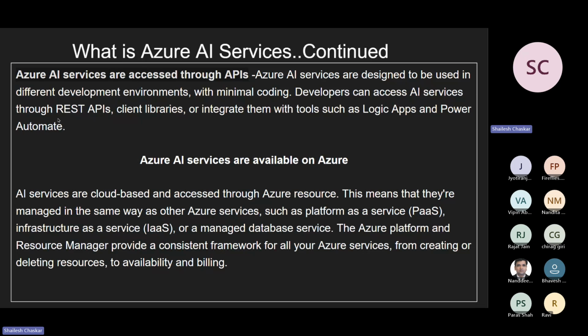Developers can access AI services through REST API, as I mentioned, client libraries, the SDKs, or integrate them with tools such as Logic Apps and Power Automate. Again, when you're on cloud, you have got a lot of functions by which you can integrate and invoke and also do a lot of batch processing. Importantly, Azure AI services are all available on Azure. So if you have a production or enterprise version, I think you can really explore all these services.